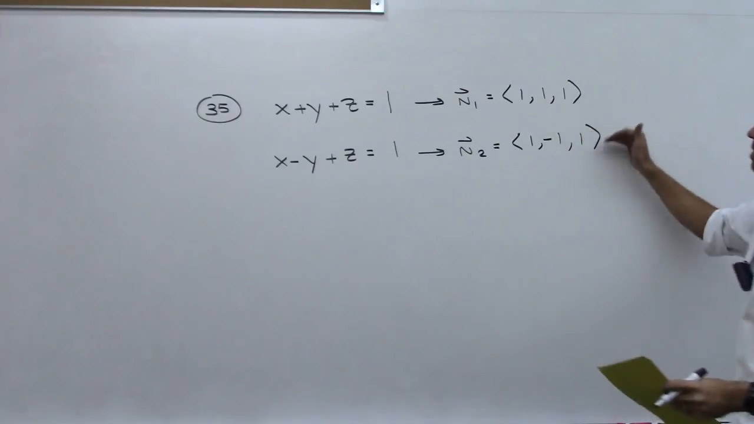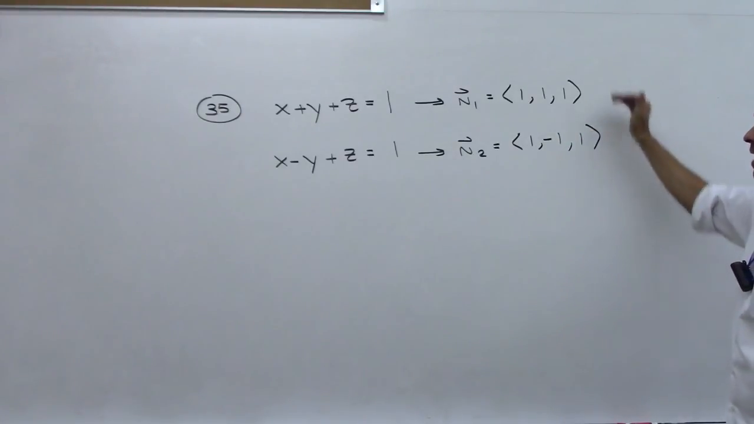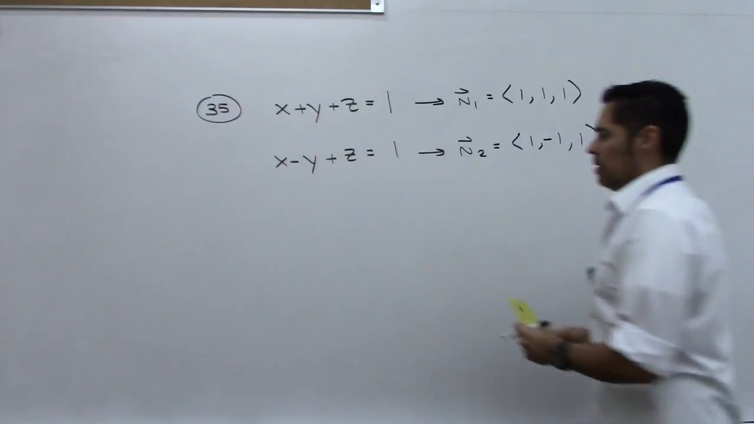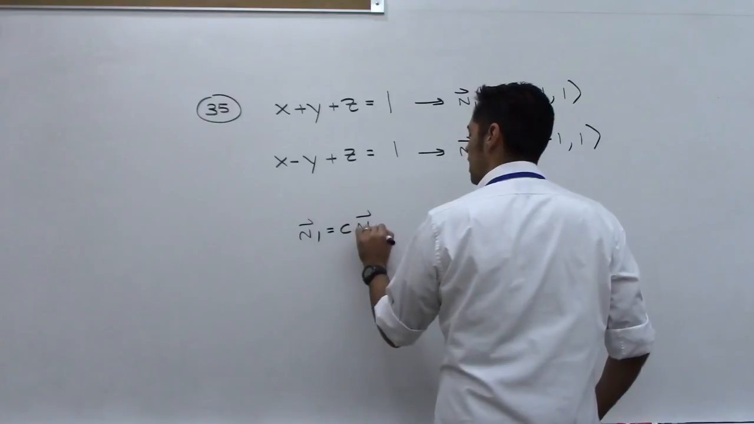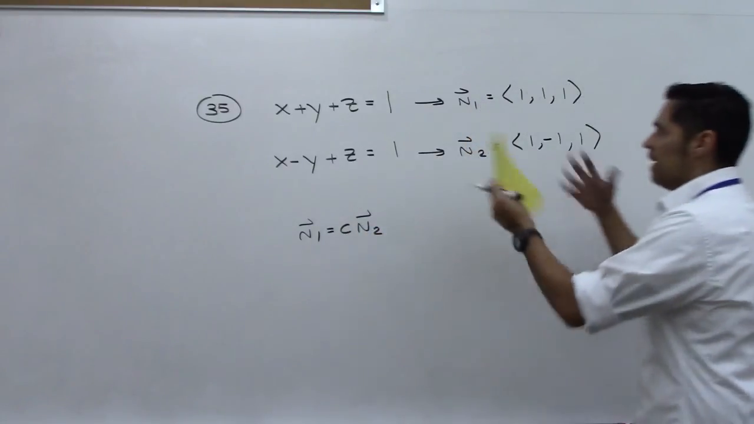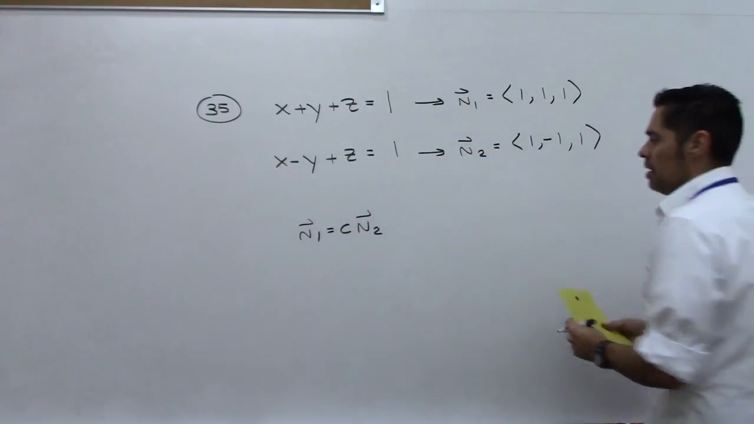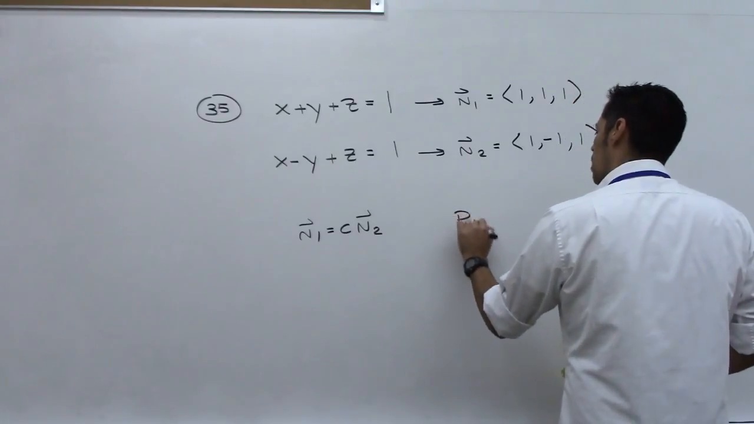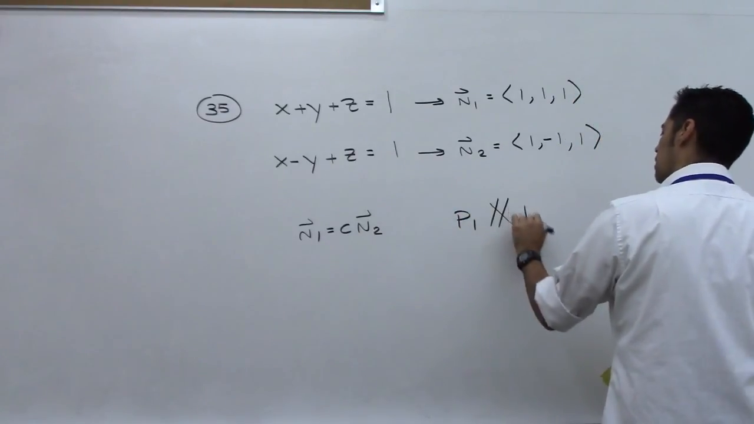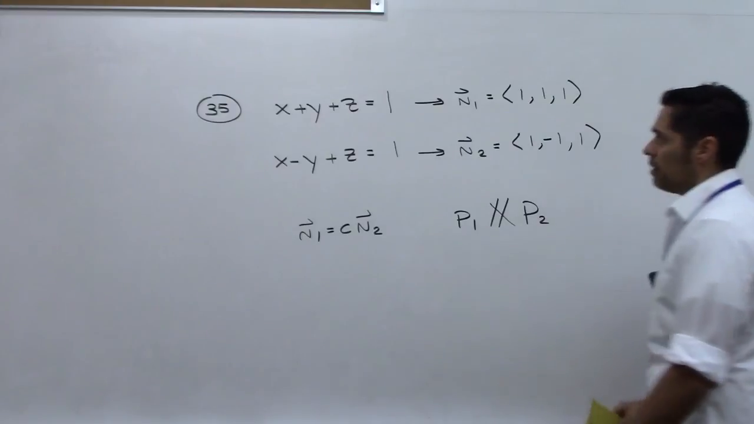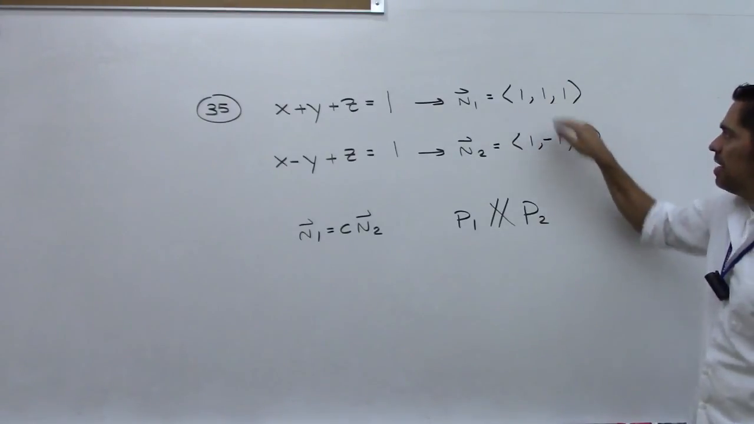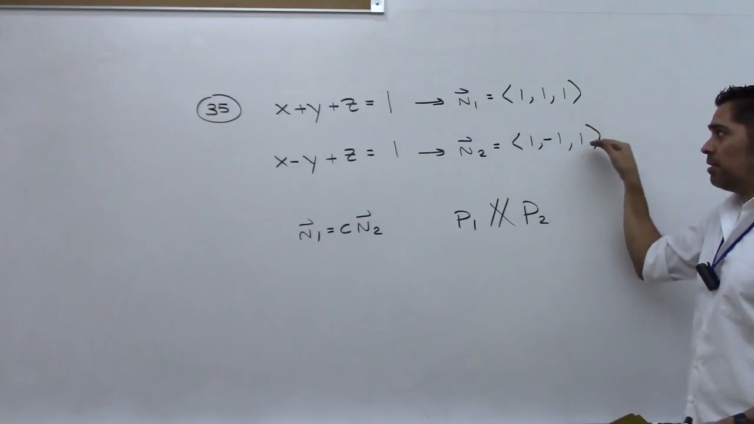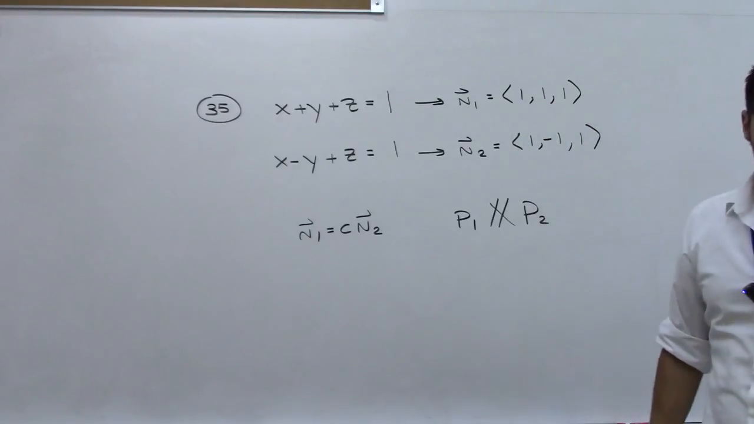Are these vectors parallel? Are they scalar multiples of one another? Is it possible to turn n1 into n2 by multiplying by a number? It's not possible. You can check it yourself. Okay, so plane 1 is not parallel to plane 2, all right? Because the normal vectors are not parallel. Remember, these don't have to be exactly the same. They just have to be off by a scalar, which they're not. Okay, so they're not parallel.